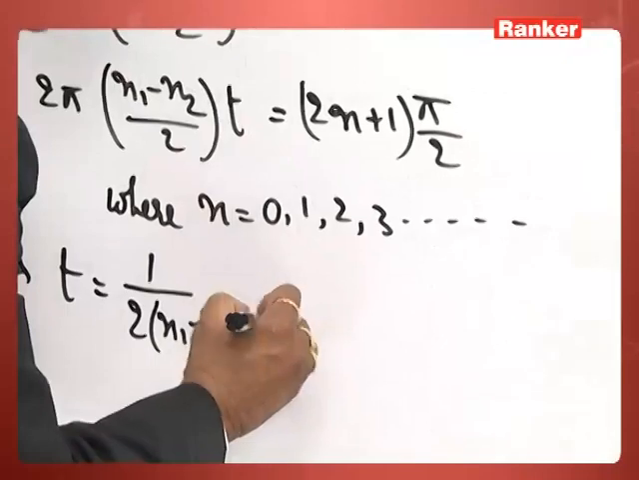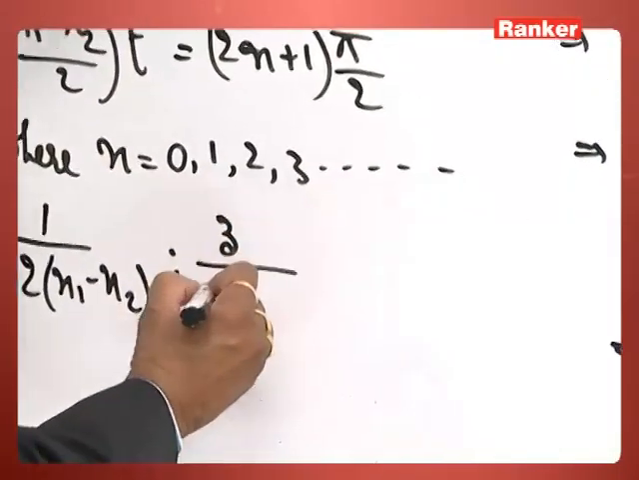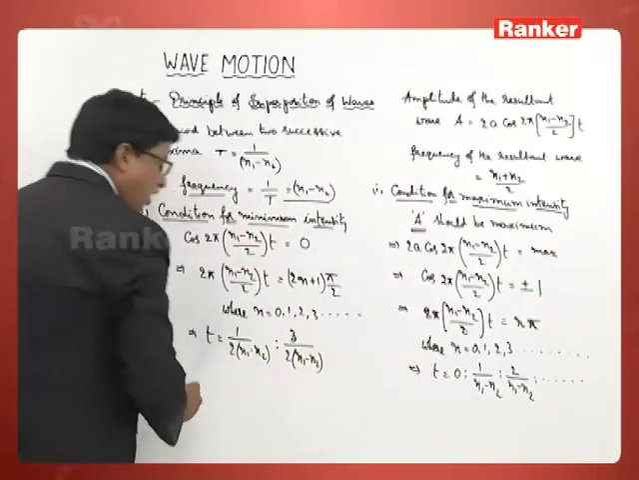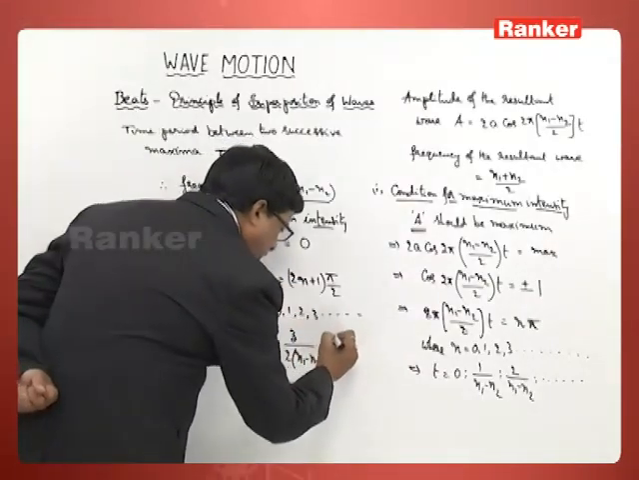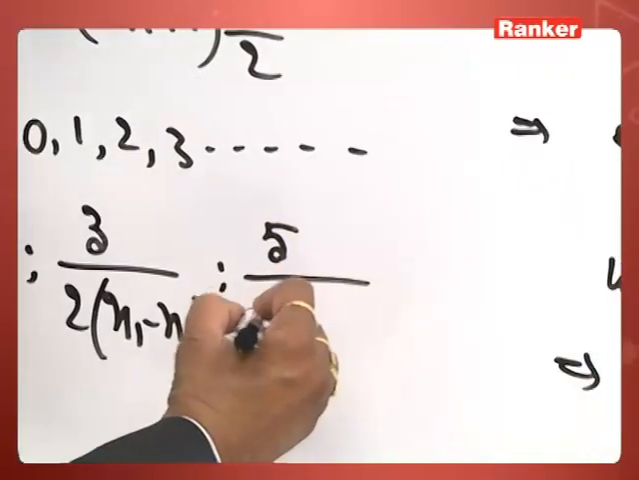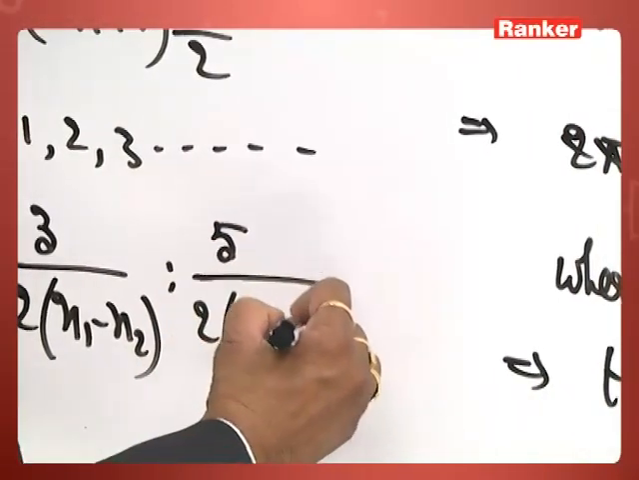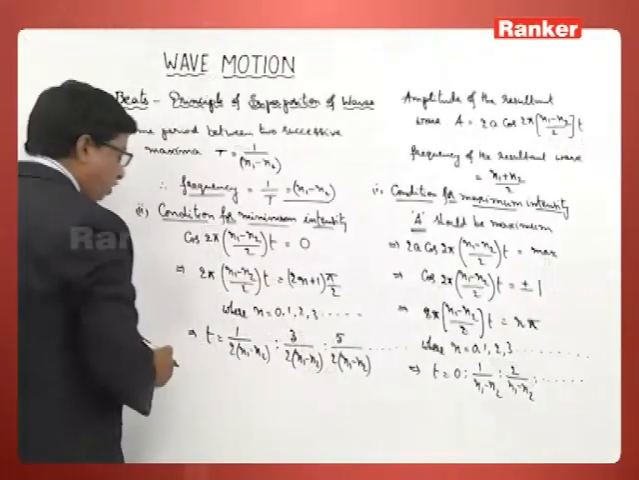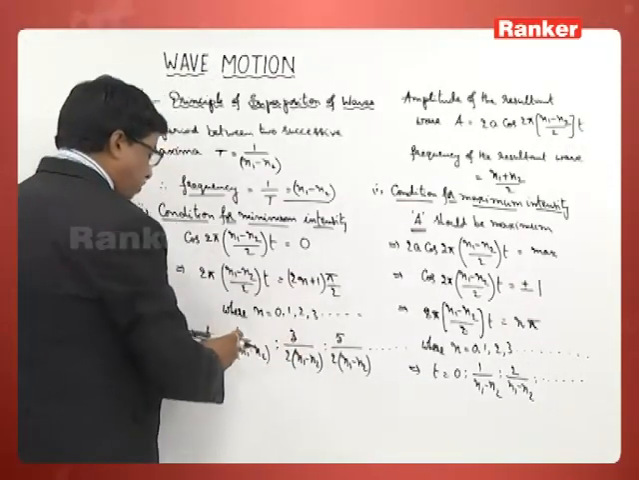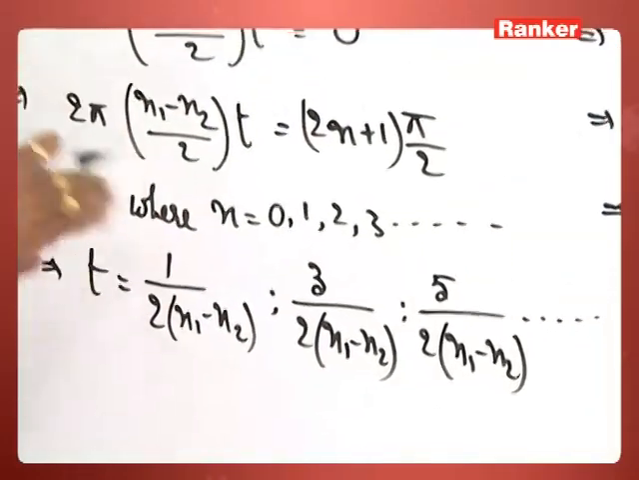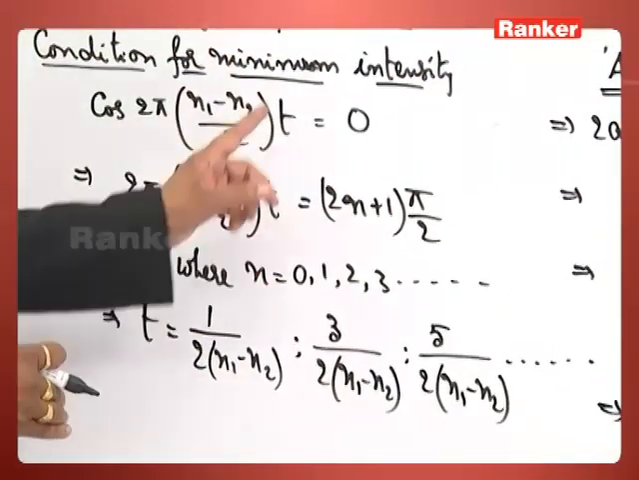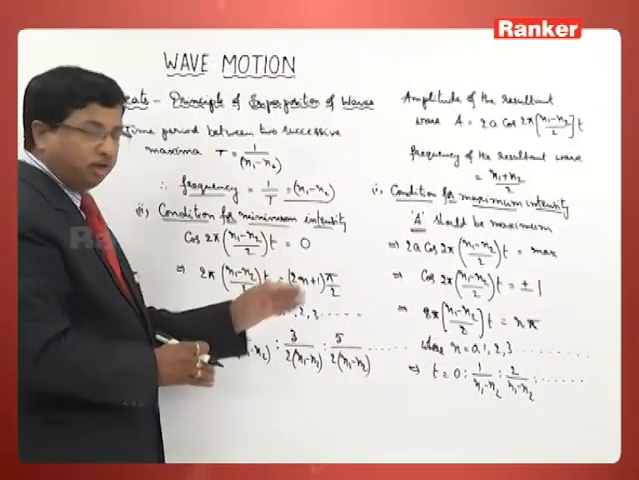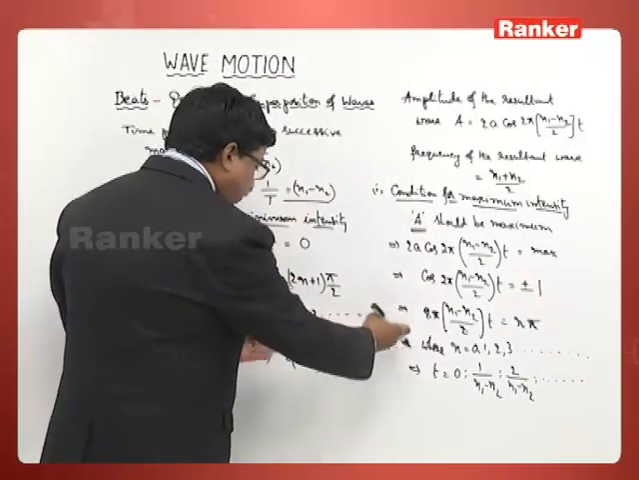What is the next time we can understand here? 3 by 2 into (n1 minus n2). After what time again will the value be minimum? This time 5 by 2 into (n1 minus n2), and so on and so forth. So these are the times after which we will find the intensity of the beat produced is going to be minimum, at 0.